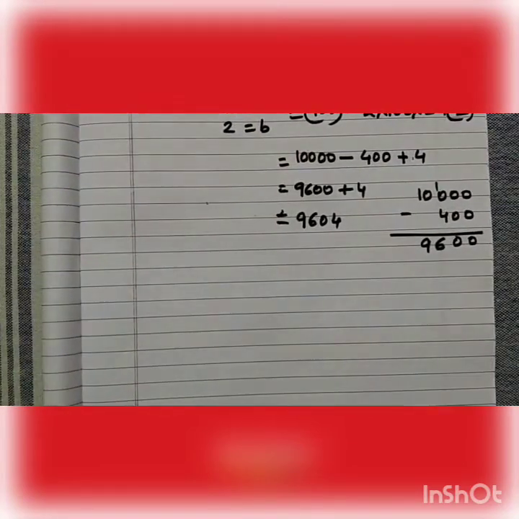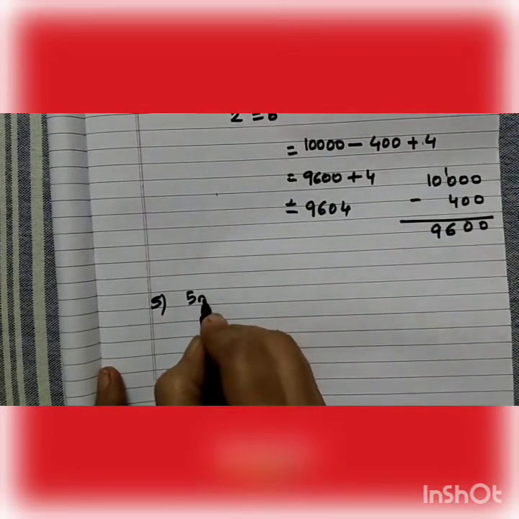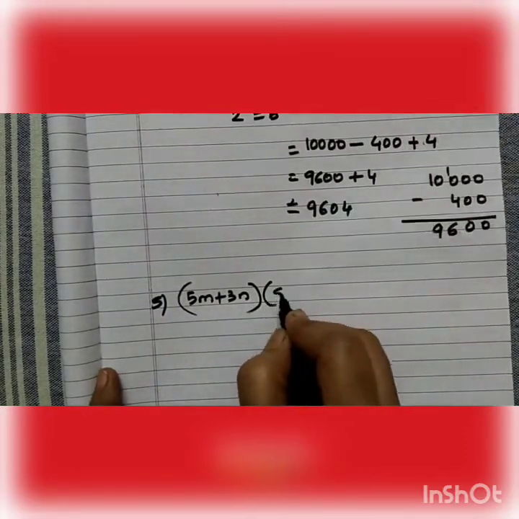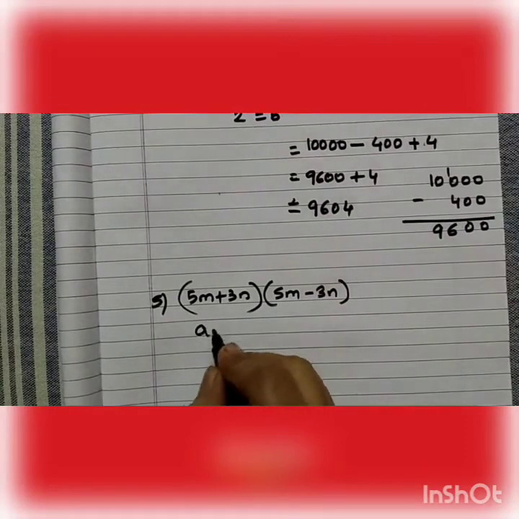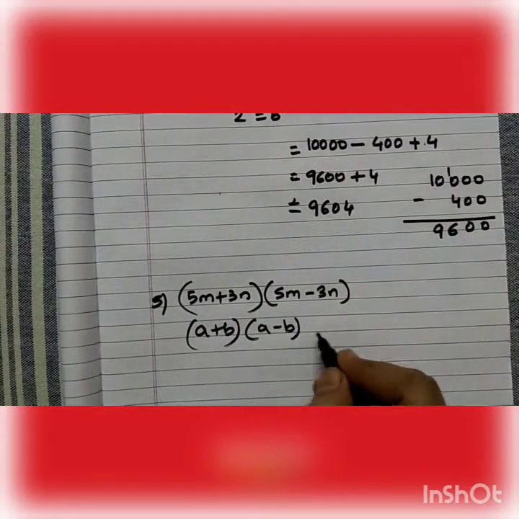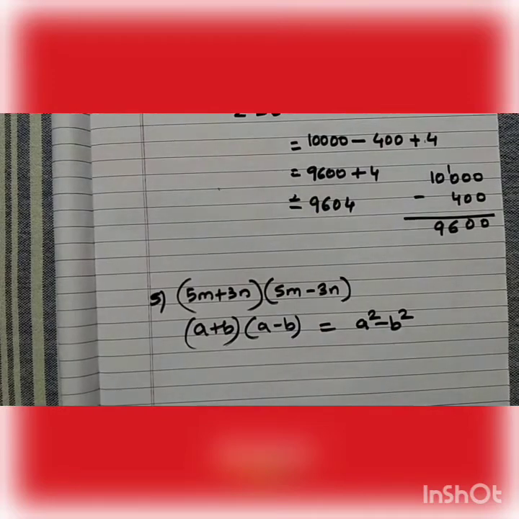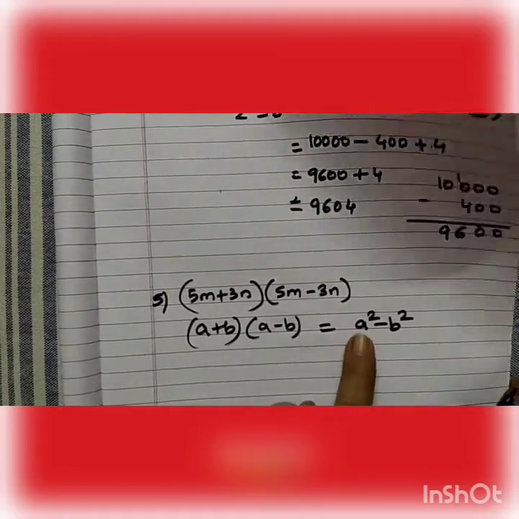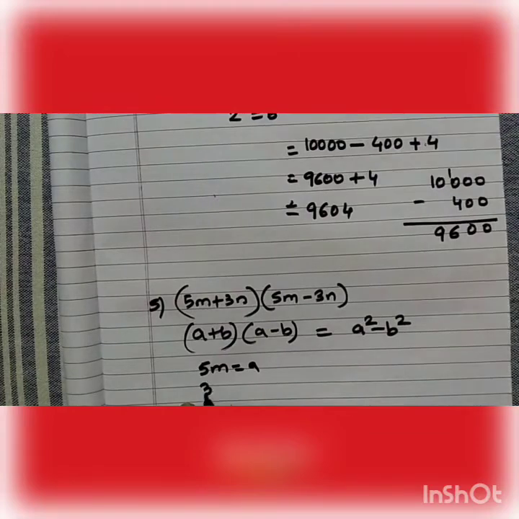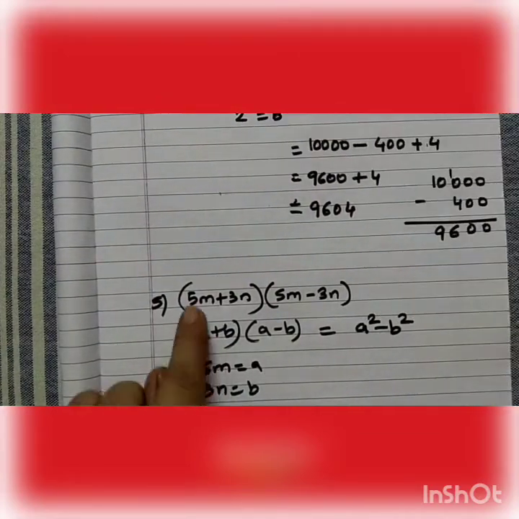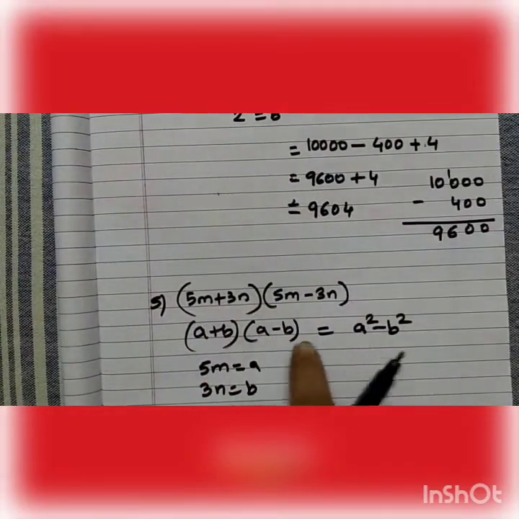Now let us see one more, the last sum of this, that is the fifth sum. It is 5m plus 3n into 5m minus 3n. Now here we are going to use the formula of a plus b into a minus b. This formula you have to know by heart. You cannot multiply and see, you have to learn them. So a plus b into a minus b will give me a square minus b square. So what is a here? 5m is a and 3n is b. Now let us substitute. Sometimes they give you the sum in this form, and sometimes the sum is given like this and you have to find it.